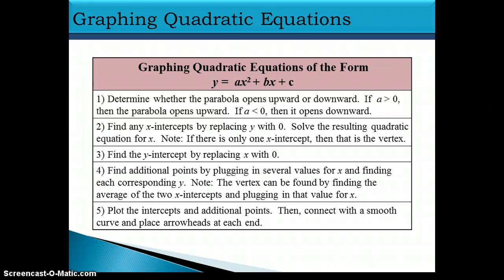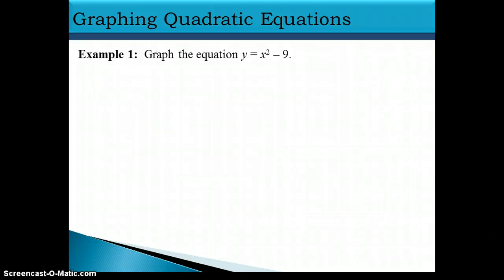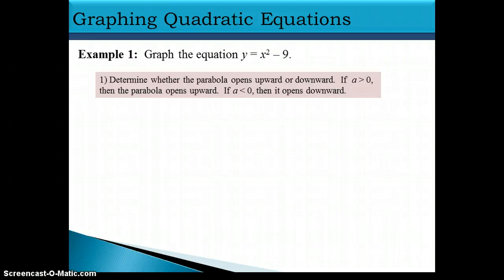So let's graph an example. We're going to graph the equation y equals x squared minus 9. So the first step is to determine whether the parabola opens upward or downward. Now notice that the a in this case, the coefficient on the x squared, is 1. That's a positive number, so we know that it's going to open upward.